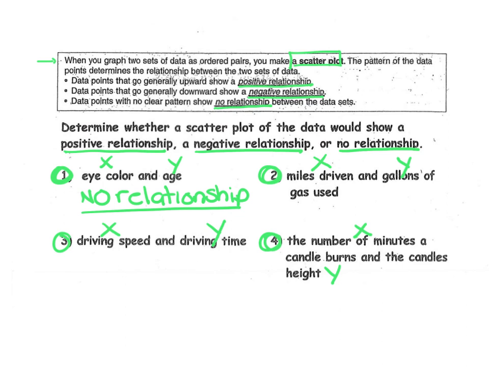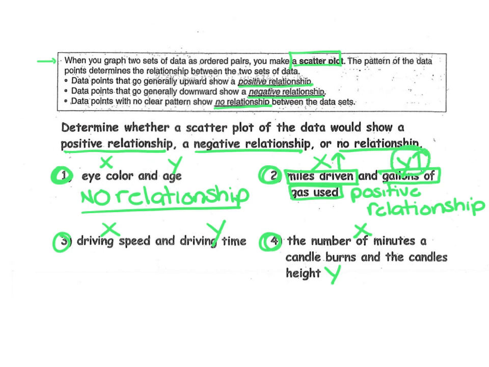Number 2, there is a connection between the amount of miles that have been driven and the gasoline that would be used. As your miles increase, your gas consumption would also increase. This is a positive relationship. Both the X and the Y increase. As X increases, Y will also increase.